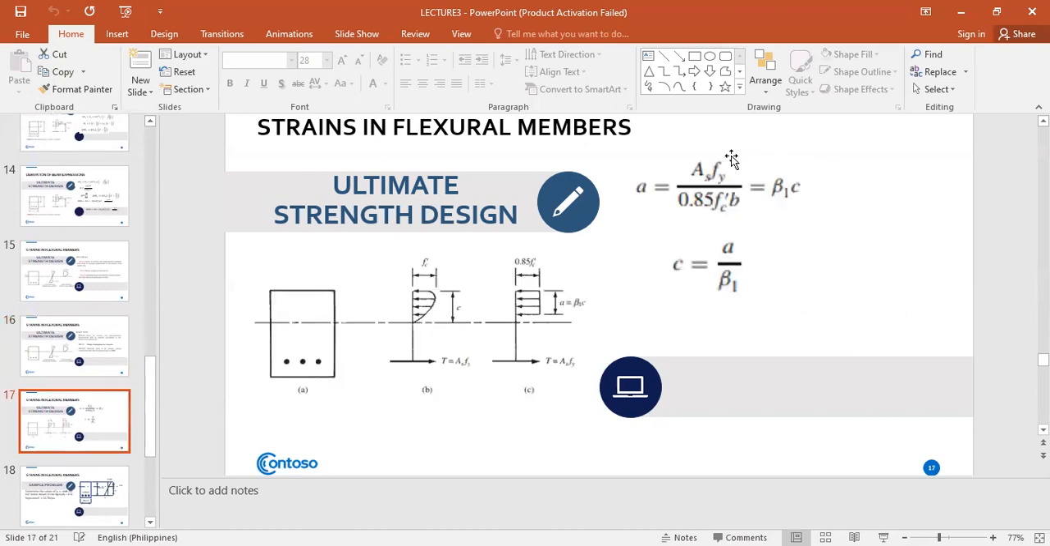So again, going back, we have this formula man. We have known A is equivalent to AsFy all over 0.85 f'c b, wherein your A is also equivalent to beta 1 times C. And if we are going to make use of this equation or simplify A equals beta 1 times C, so the value of your C would also be equal now to A all over beta 1. So again, another formula to memorize, okay?